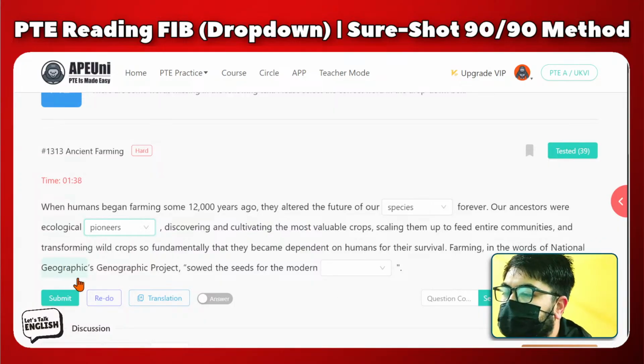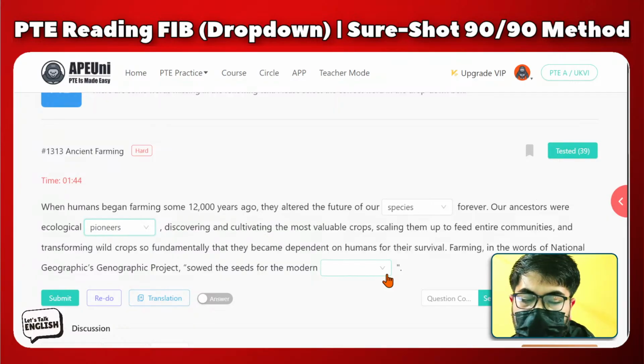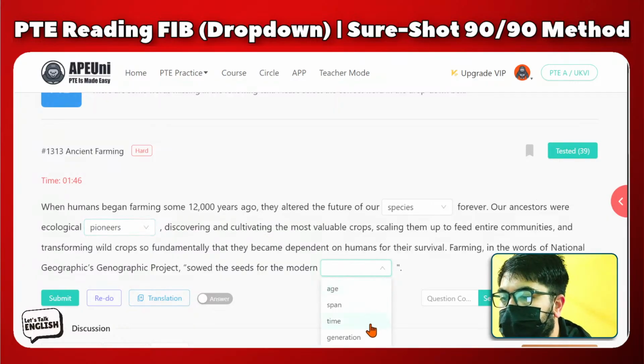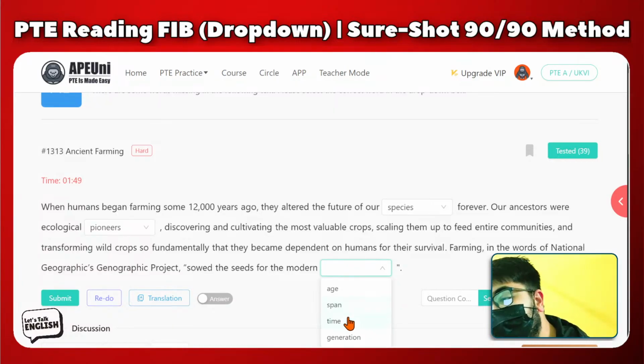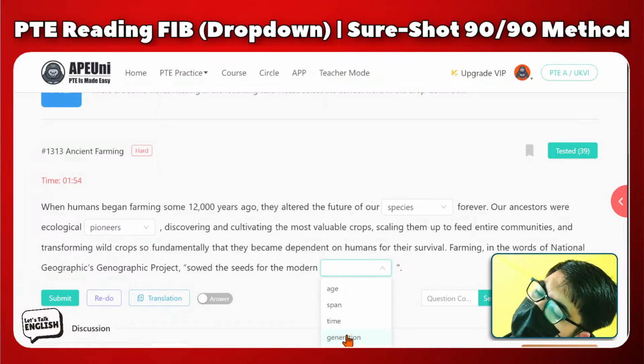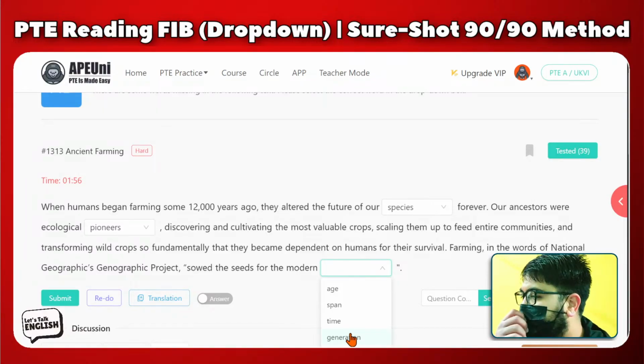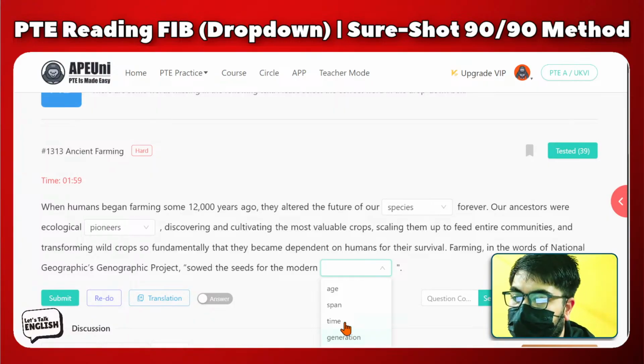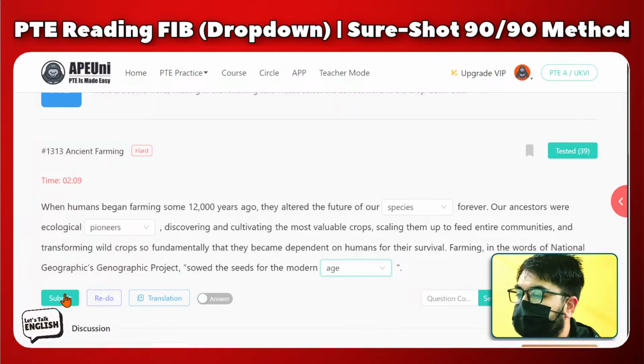Farming, in the words of National Geographic's Genographic project, sowed the seeds for the modern what times? It's time. No. If it would have been times, then it would have been correct. Generation. No, see, it's not just our generation, not the Gen Zs, not the millennials, but every generation to come forward. So modern generation does not fit, modern time does not fit. Span is like covering of the time. So modern day and age, modern culture, modern society. Species, pioneers, age.